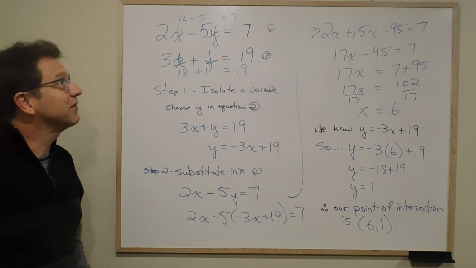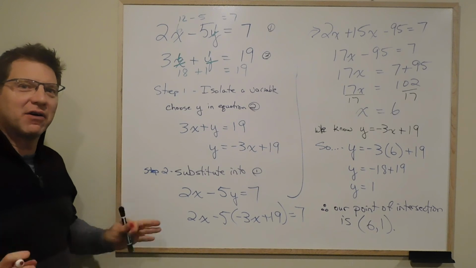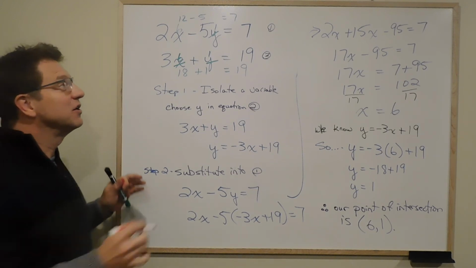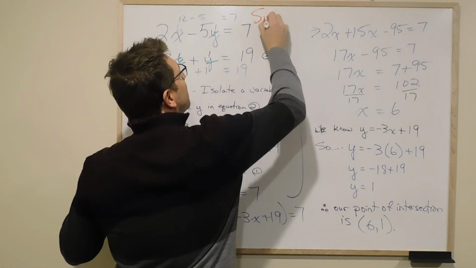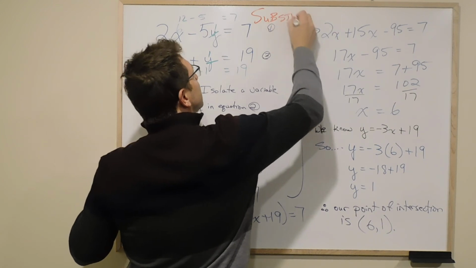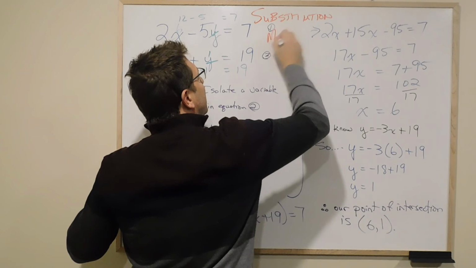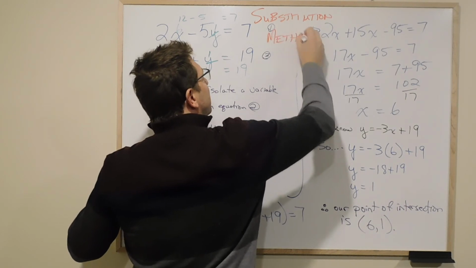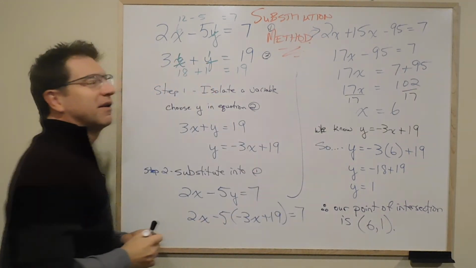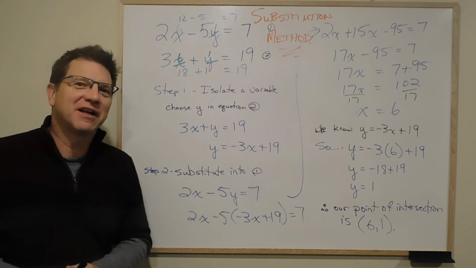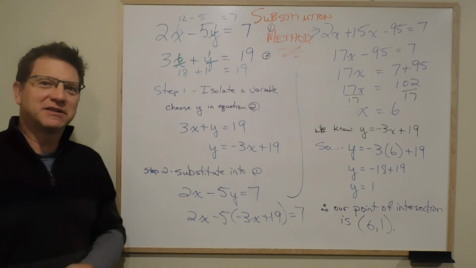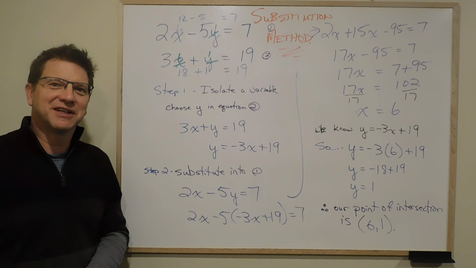Okay? So what we've just done is we found our point of intersection using the substitution method. Okay. We'll see you again for the next method. You may need to rewatch this. I know there's a lot of steps and pieces in it. Good luck.